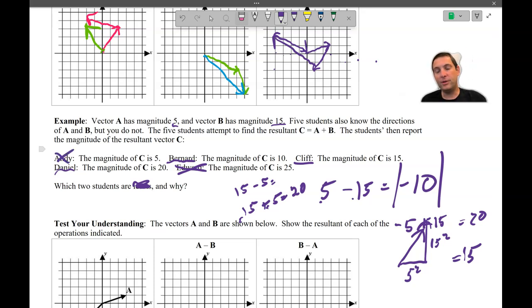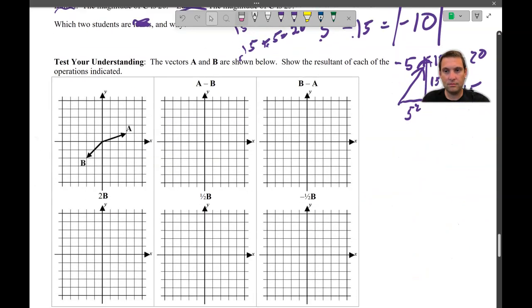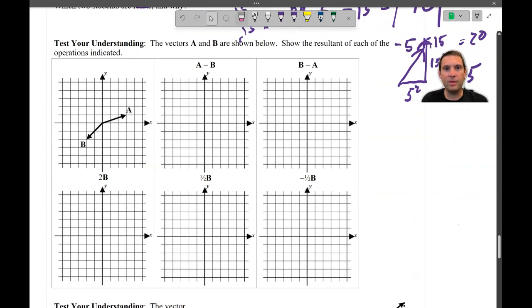Of course, if you didn't need to go through all that, you could have seen that 5 and 15 are never going to combine to 25, and 5 and 15 are never going to combine to 5 right from the beginning, but I wanted to go through it so you could see all of the stuff. A and B are shown below; show the resultant of the operations.